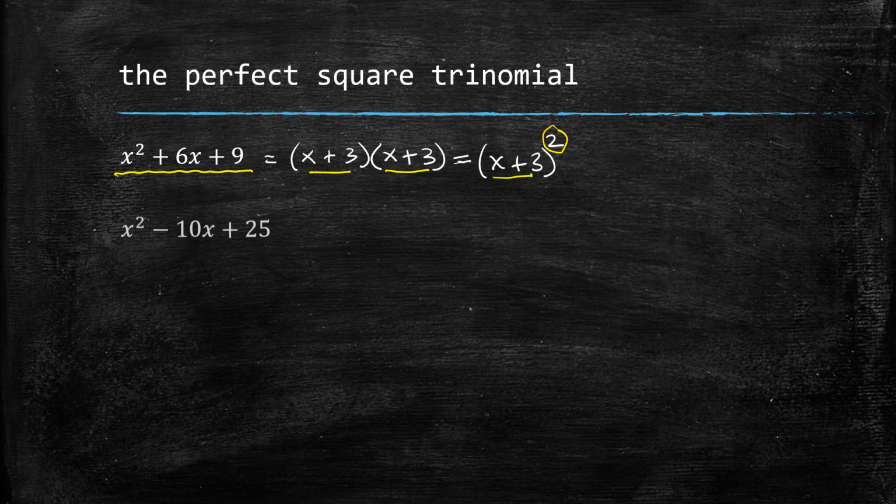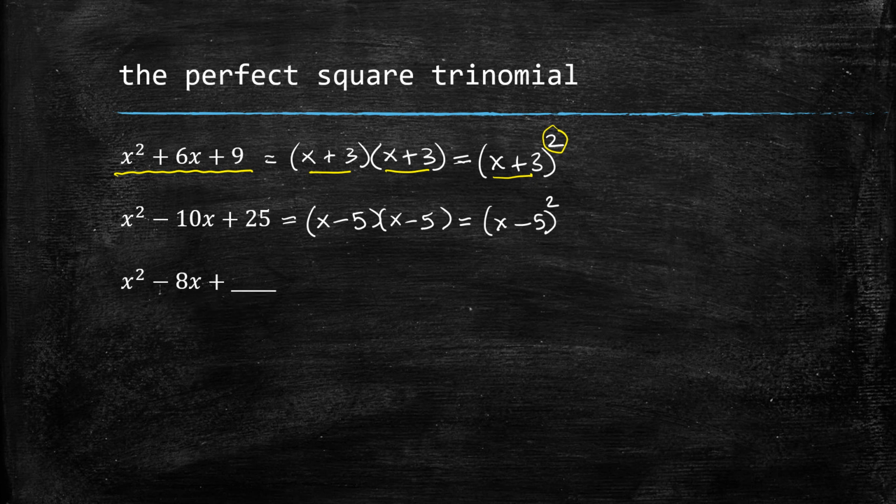So let's get into another example, and let's see if this is a perfect square trinomial. So x minus, two numbers that multiply to 25 and add to -10 are -5 and -5. So we can write that as x minus 5 squared. Now, what has to go in this place to make a perfect square trinomial?